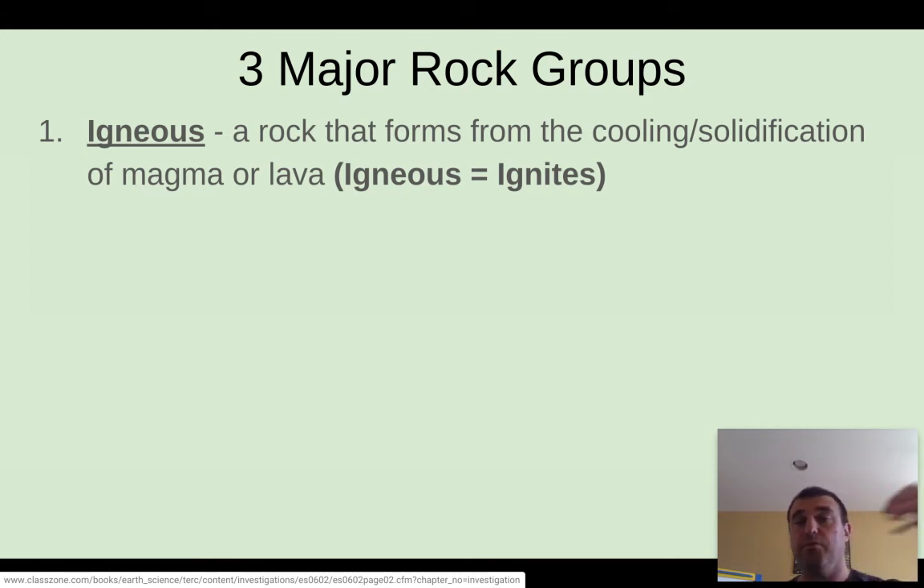Igneous comes from the word ignite. So if you ignite something, you light it on fire. So igneous rocks were known as the rocks of fire because guess where they come from? Volcanoes. So it's literally a rock that's on fire, and that's an igneous rock.